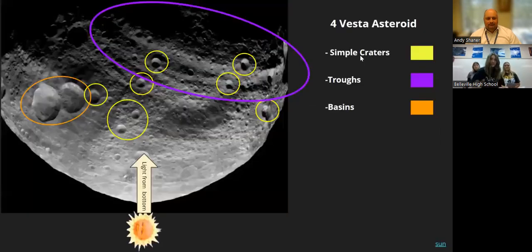Okay, so for image 2, we have the 4 Vesta asteroid, and we've found 3 different formations. We have the light coming up from the bottom, and for formations, we have simple craters, basins, and troughs.